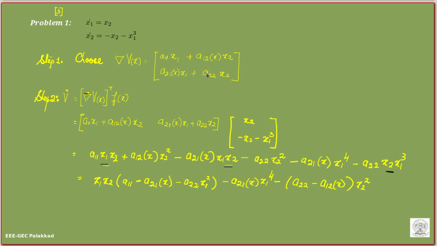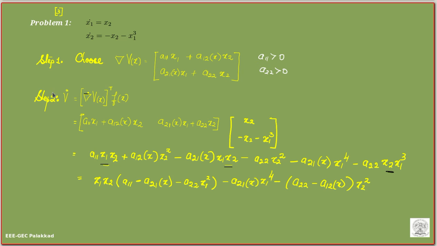Look here, I have chosen a11 and a22 as constants, the way I said earlier. I will also demand that a11 is greater than 0 and a22 is greater than 0. Since these are coefficients of x1 and x2, I will choose it in that pattern so that the V of x which I get will hopefully be positive definite.